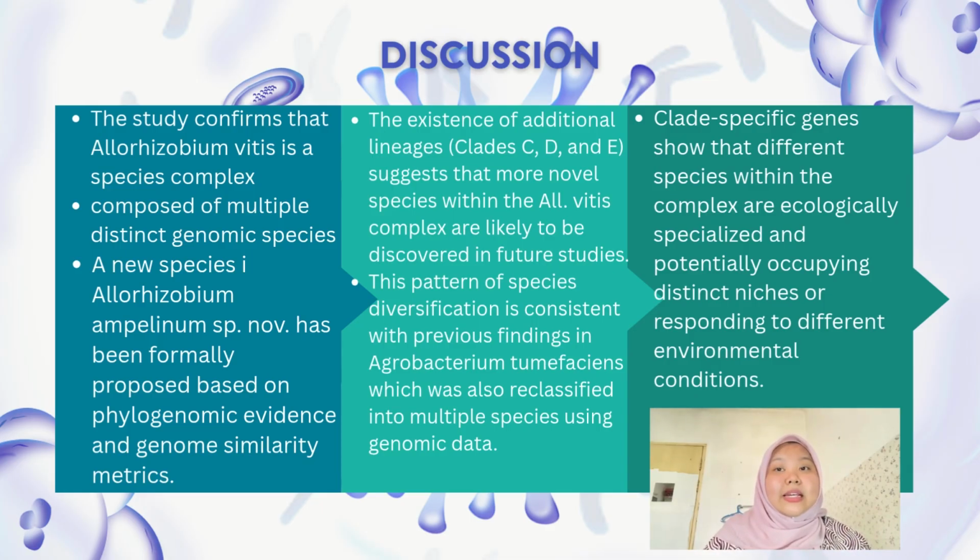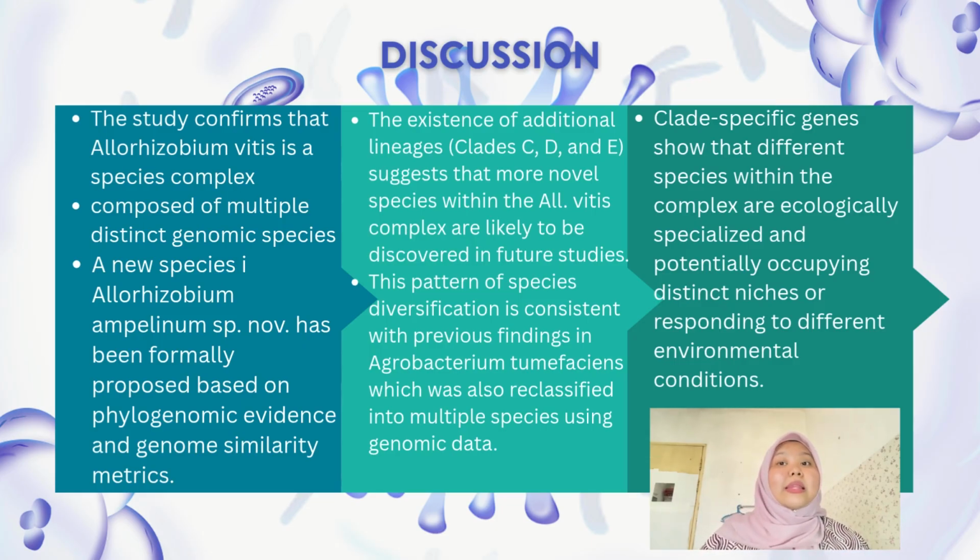Next, we move to the discussion slide. So the study confirmed that Allorhizobium vitis is a species complex and it is composed of multiple distinct genomic species. A new species, Allorhizobium ampelinum species nova, has been formally proposed based on phylogenetic evidence and genome similarity indices. The existence of additional lineages, clades C, D, and E, suggests that more novel species within the Allorhizobium vitis complex are likely to be discovered in future studies.